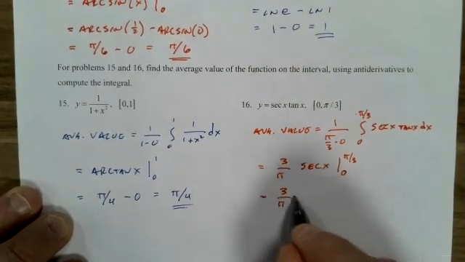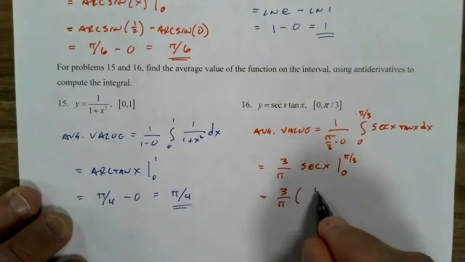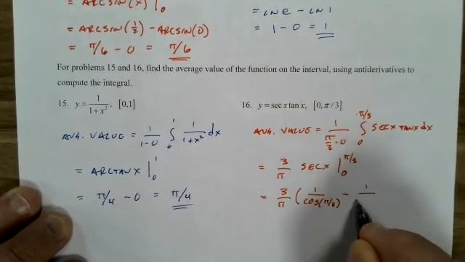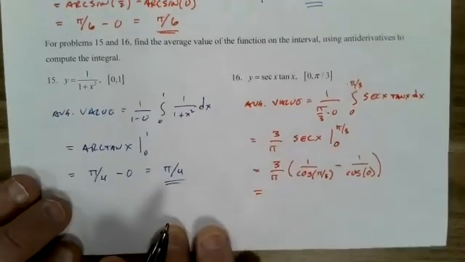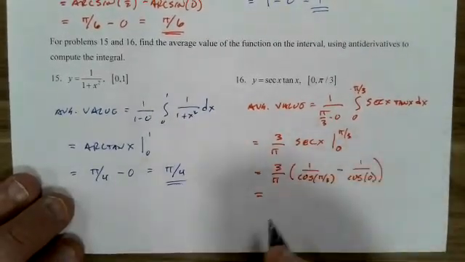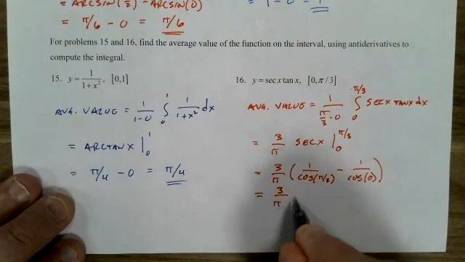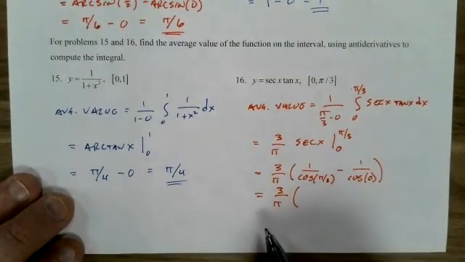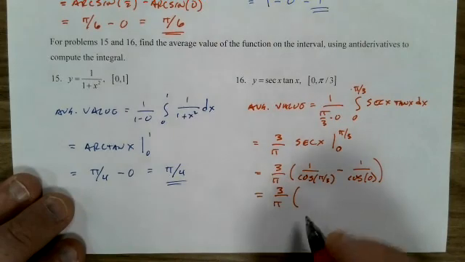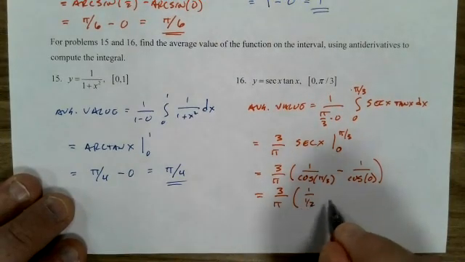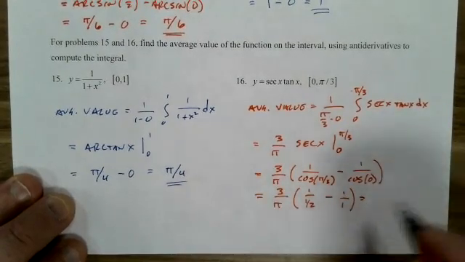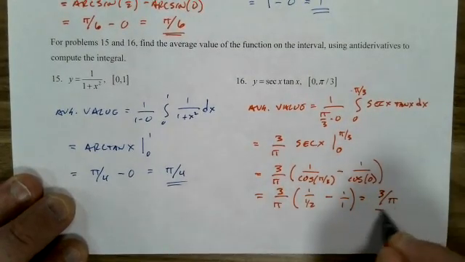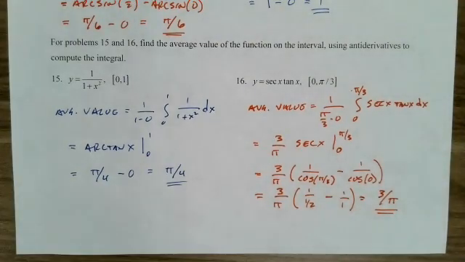3 over pi. Secant of pi over 3. Nope, not going to do it. 1 over cosine of pi over 3 minus 1 over cosine of 0. Notice how often we could get in trouble here with putting zeros on the bottom. So have to be very careful. In this case, we're fine. Cosine of pi over 3 is 1/2. So it's going to be 1 over 1/2 minus 1 over 1, which is 2 minus 1, which is 1, 3 over pi. Cool math.